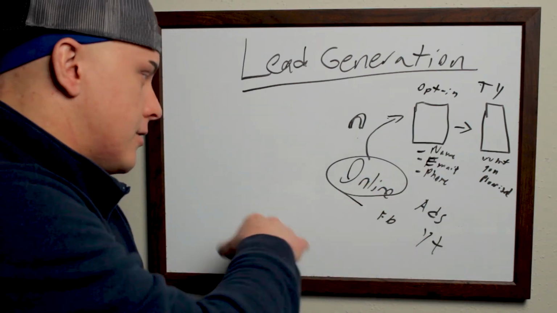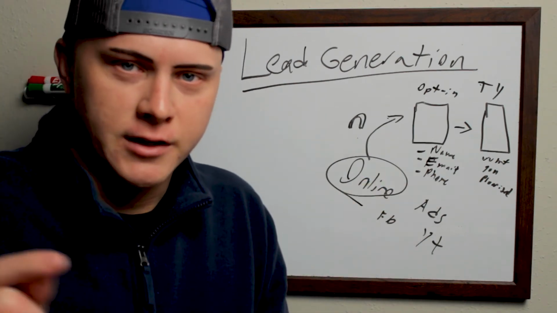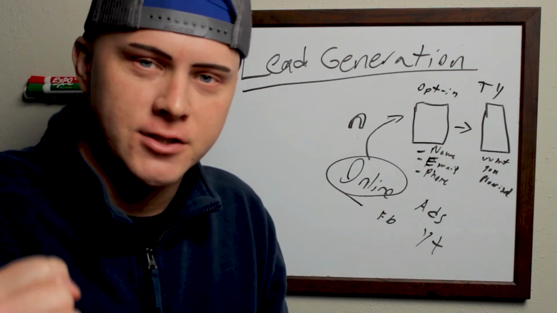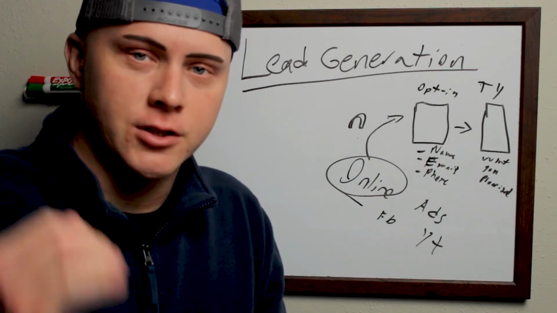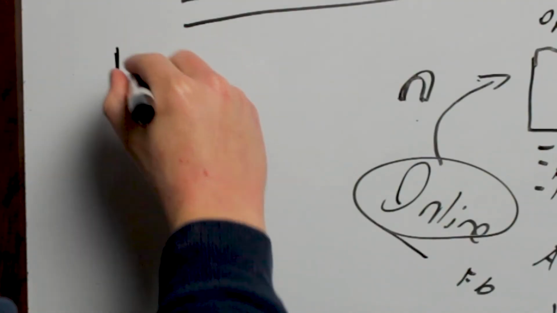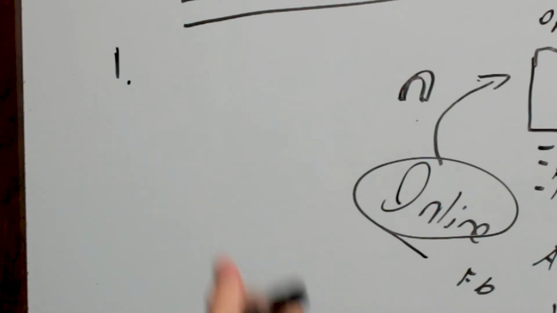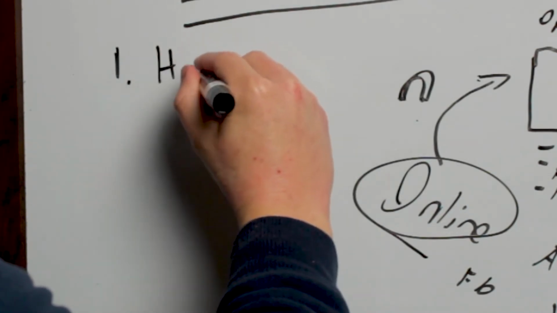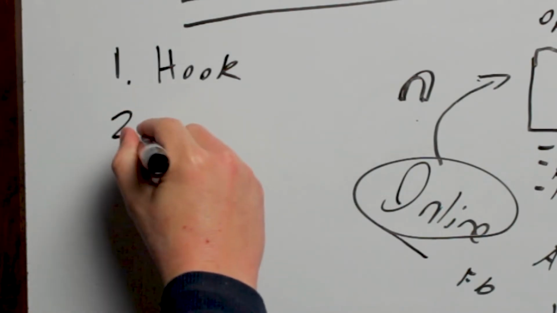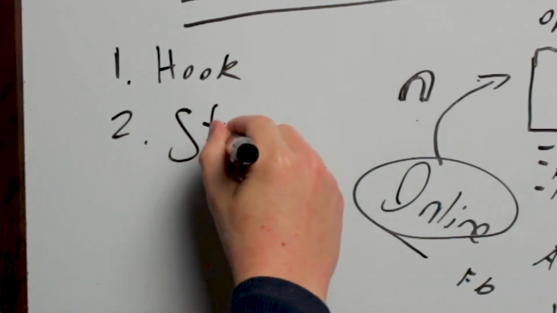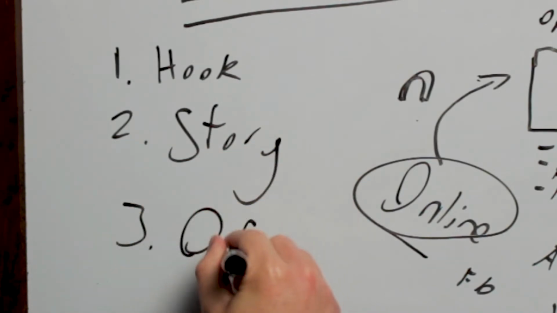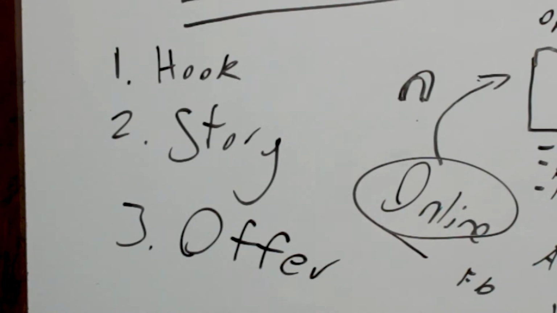Now, as you're going through this, there's a simple little 3-step checklist that you want to make sure you're constantly looking at to make sure that you're maximizing your return, you're maximizing your results. And it's as follows. Number 1, does this pathway, does this funnel have a hook? Does it have a story? Does it have an offer?